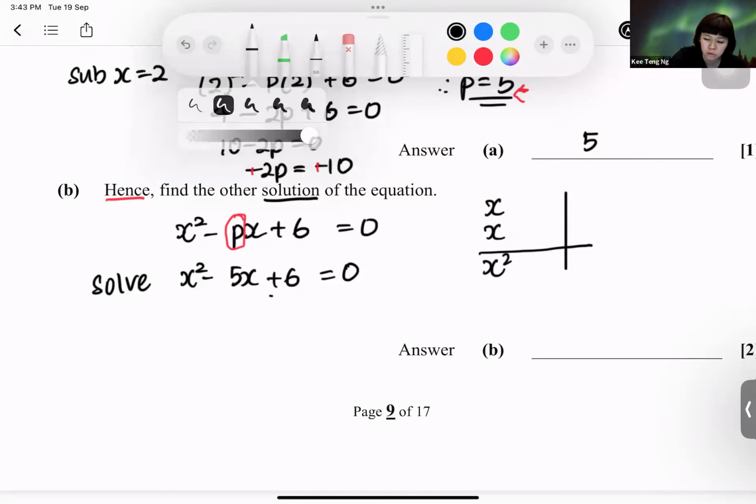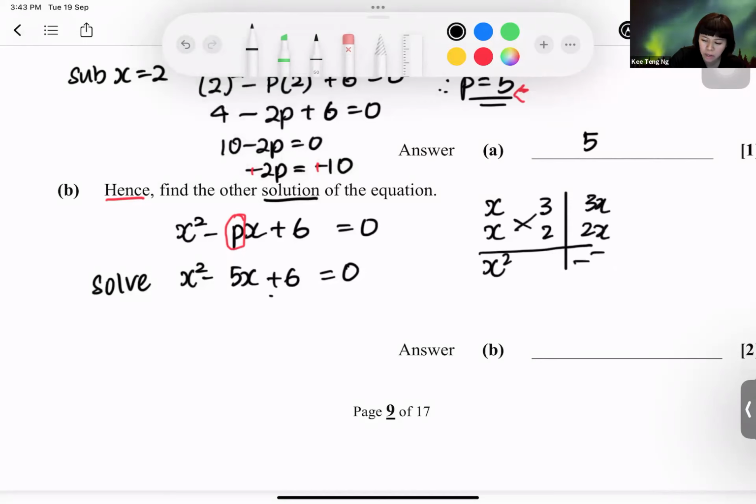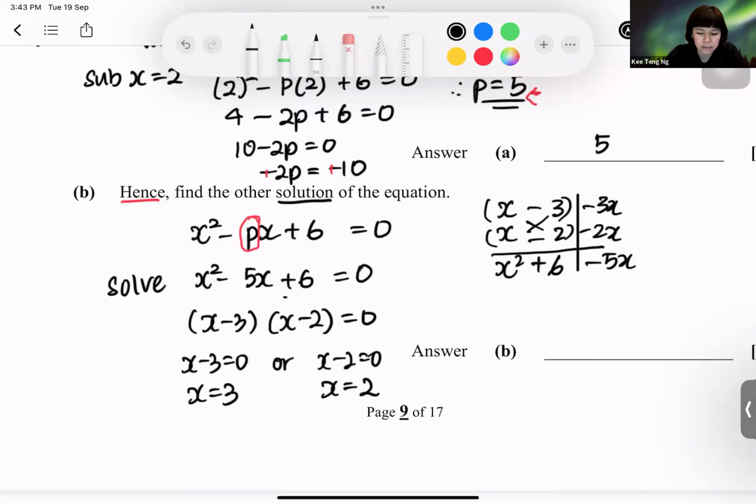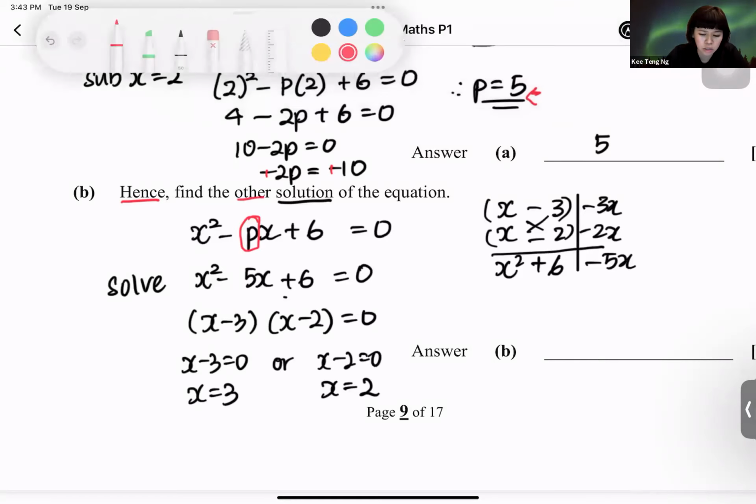So what we're going to do, I'm going to do 3 and 2 now. 3x, 2x. I want negative 5x, both are negative. Negative plus negative gives you positive 6. Therefore, my two answers are x minus 3, x minus 2 equals 0. They want the answer, right? So x minus 3 equals 0, x equals 3, x equals 2.